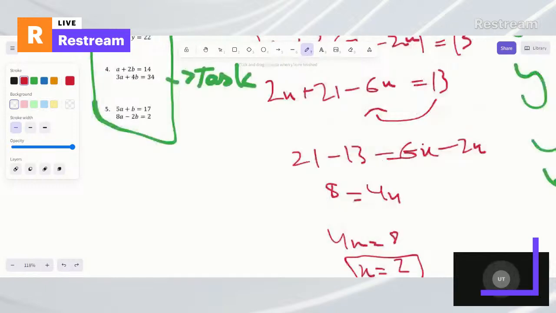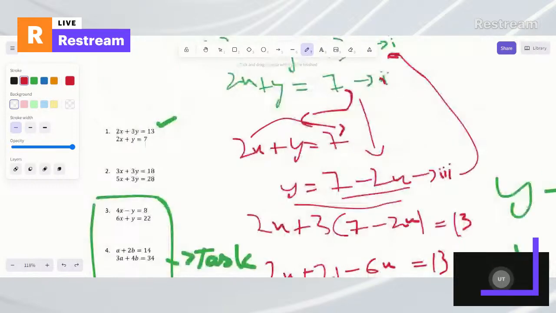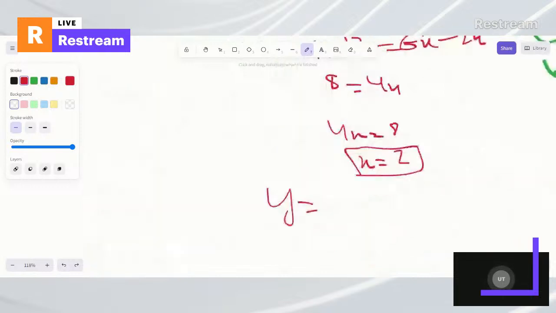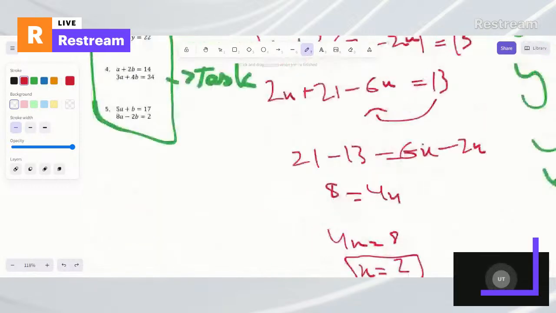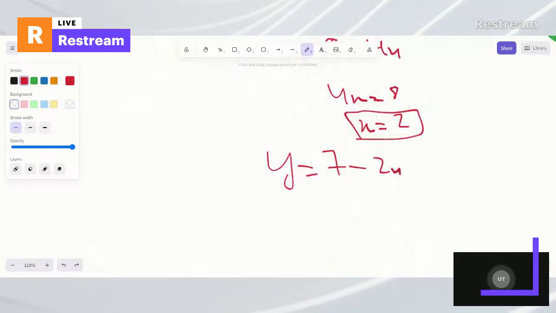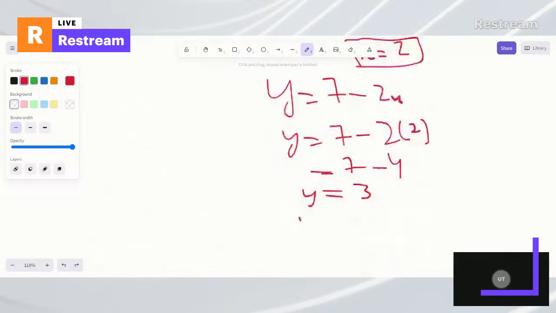So now we're going to substitute it back into the equation we formed. The equation is y equals 7 minus 2x, right? In place of x we're going to write 2. It's going to become 7 minus 2 times 2. It will become 7 minus 4, right? So it's going to become 3, right?